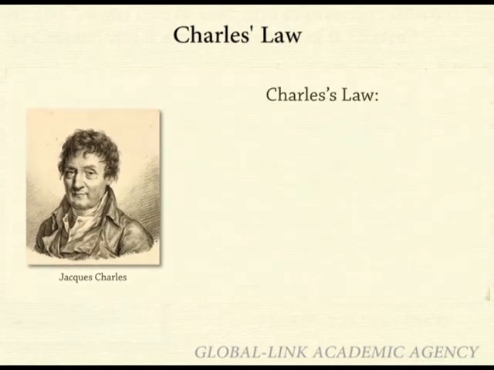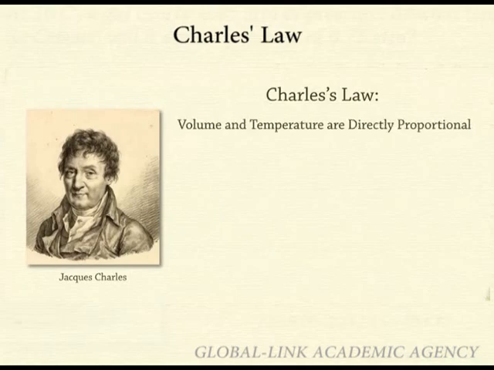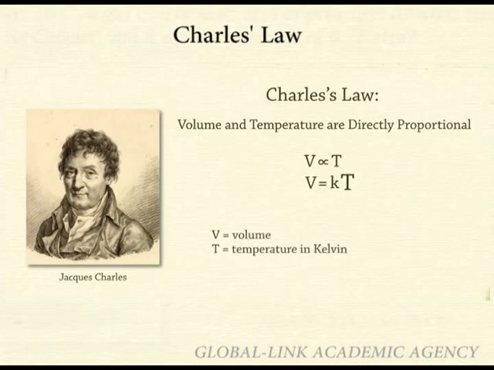Charles' law says that for a given amount of gas at fixed pressure, volume and temperature are directly proportional. V is directly proportional to T. Mathematically, V is equal to kT, where V is the volume, T is the temperature, and K is the proportionality constant. We can rearrange this equation so that it reads V over T is equal to K, or the ratio of volume to temperature is a constant, K.